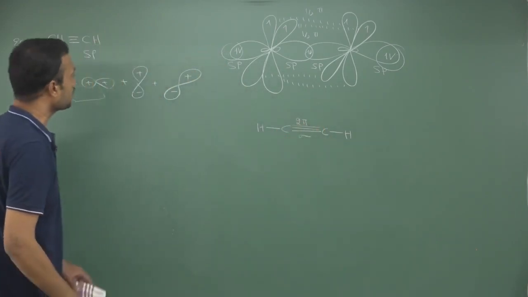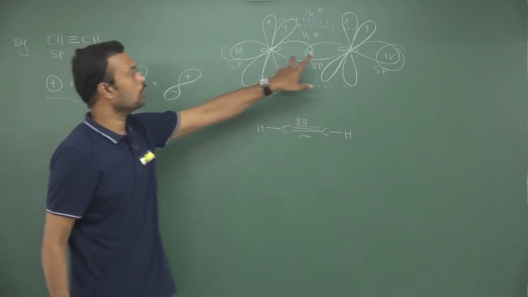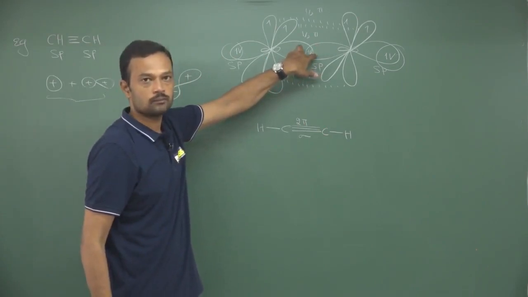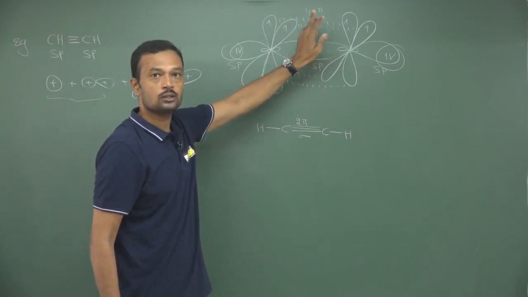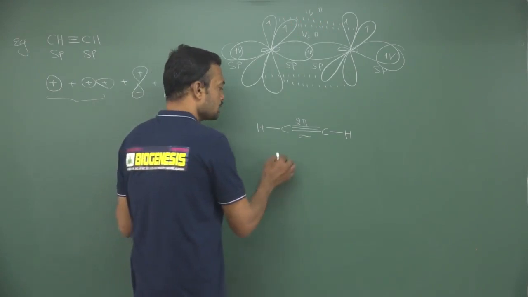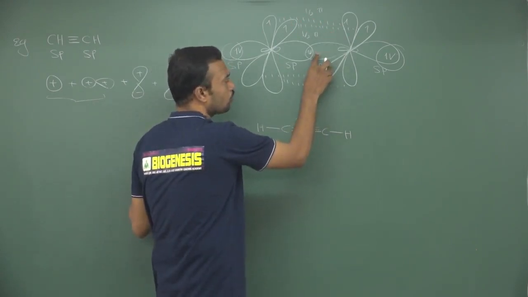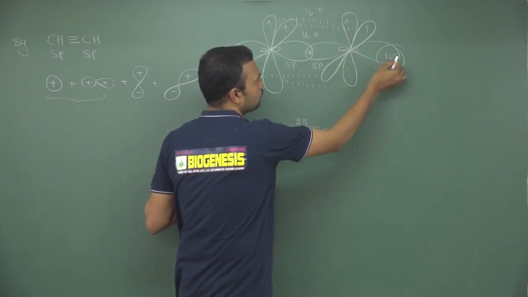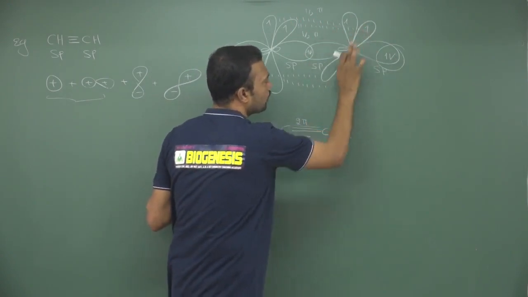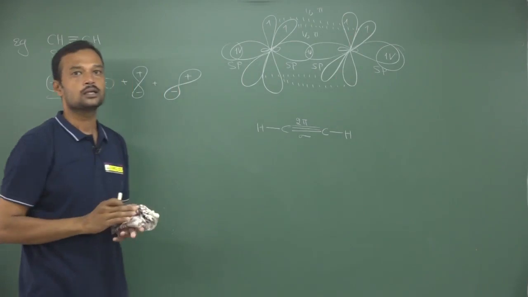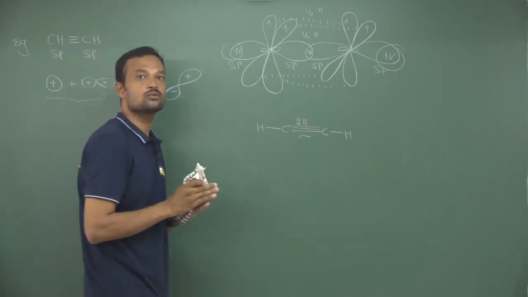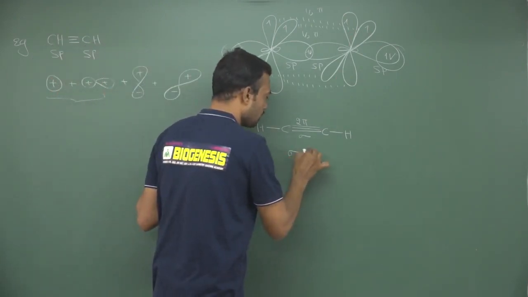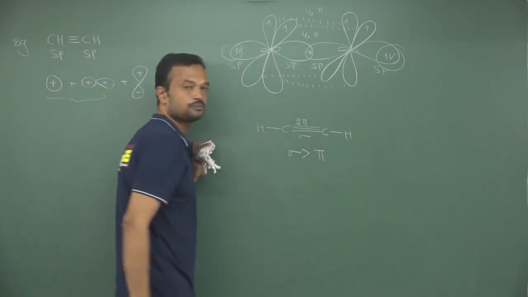So we can say directly head-on overlap between two hybrid orbitals is responsible for sigma, sidewise overlap is responsible for pi bond. Sidewise overlap is very weak, head-on overlap is very strong. Why? Because here they carry much more electron density, but here it is overlapping sideways. Sideways overlap always carries less electron density, that's why that bond is very weak. So we can say sigma bond is always stronger than pi bond.